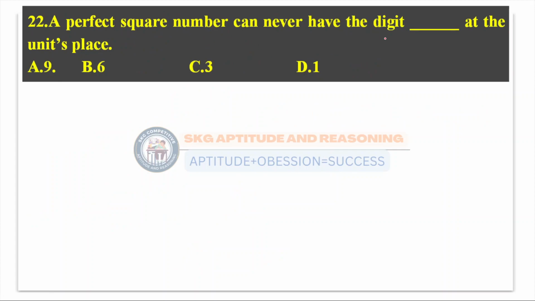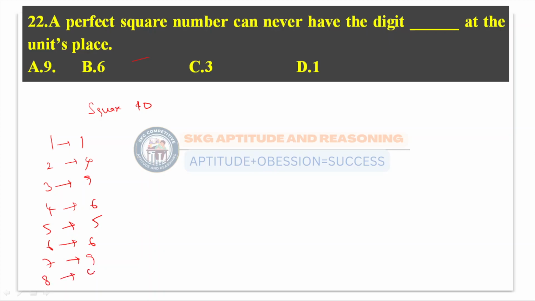A perfect square number can never have these digits at the units place. This is a very basic notion if we know the squares up to 10. So let us try to write the squares of 1 to 10 here. 1 square is 1, 2 square is 4, 3 square is 9, 4 square is 16. I am just writing only the units digits here. 5 square is 25, 6 square is 36, 7 square is 49, 8 square is 64, 9 square is 81, and 10 square is 100.